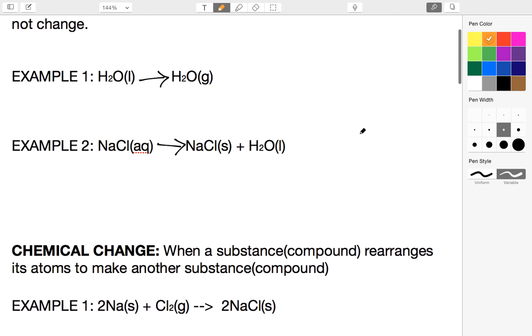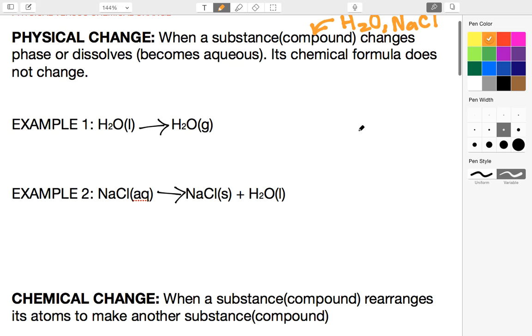So a couple of examples of just a physical change. If I have water that starts out in liquid form, H2O, remember L means liquid, and it becomes H2O gas, nothing really happened to the bonds of the atom. It's still H2O, it's still water, it just went from a liquid to a gas.